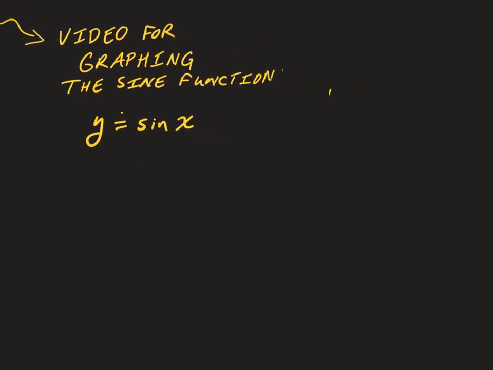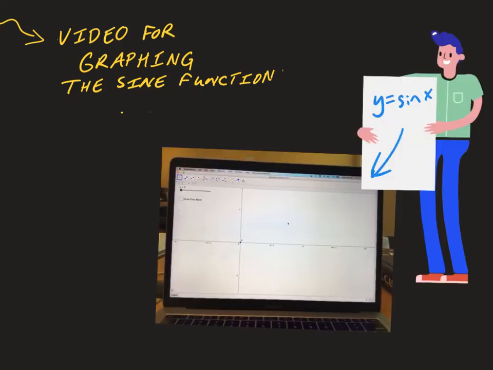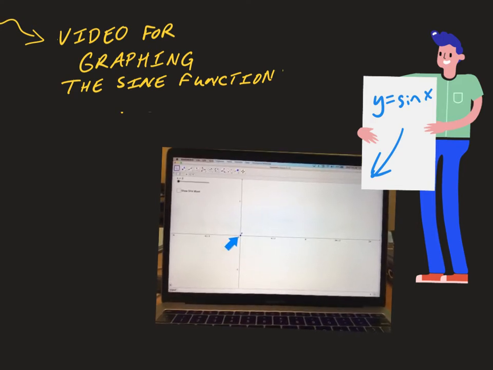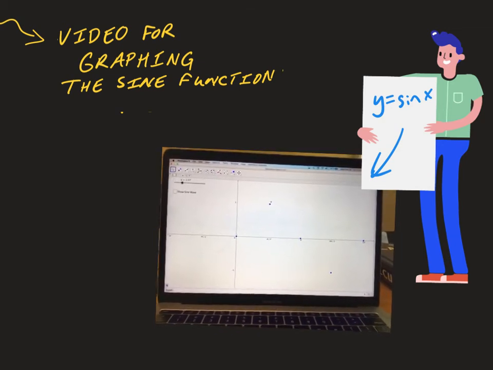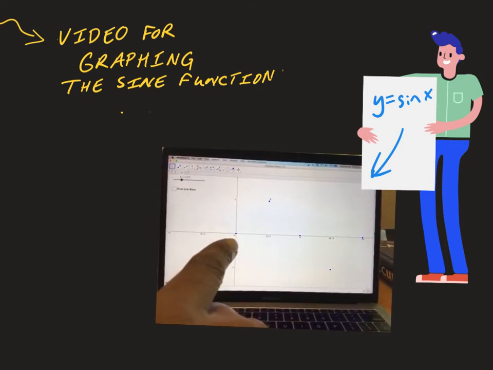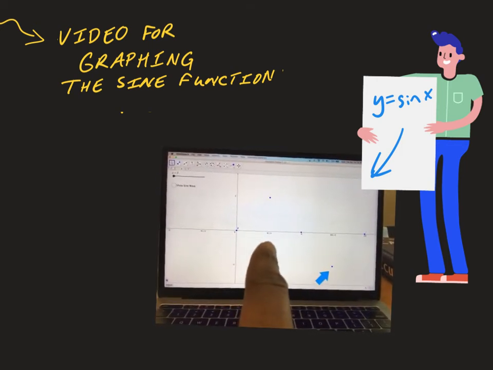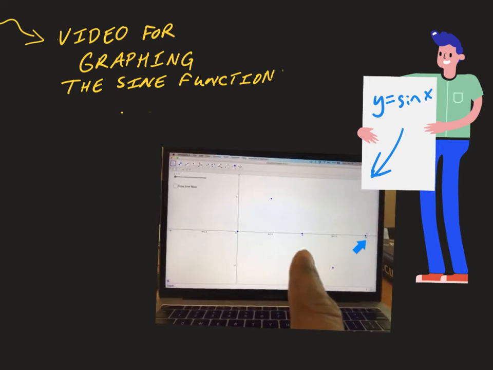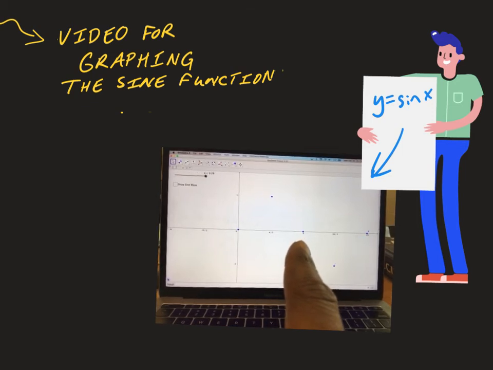All right, so let's take a look at a video for graphing the sine function y is equal to sine x. All right, so on this one, we're going to graph the sine function. So I'm going to get this going. Remember, based on those points, and as you can see, there are 5 points sitting here. Remember, at 0 degrees, sine is 0. At 90 degrees, which is this one, sine is 1. At 180 degrees, sine is 0.